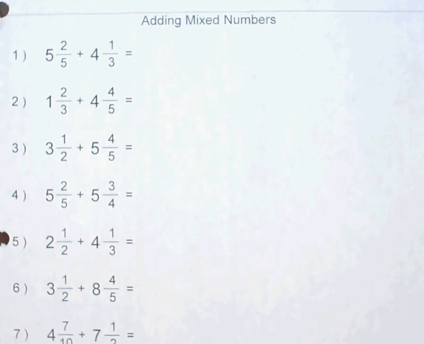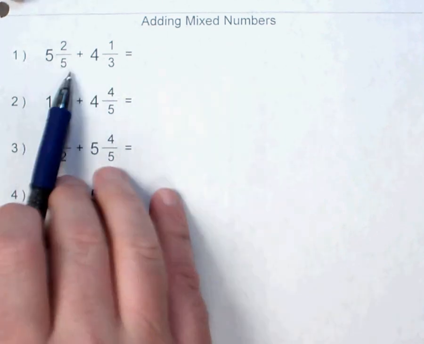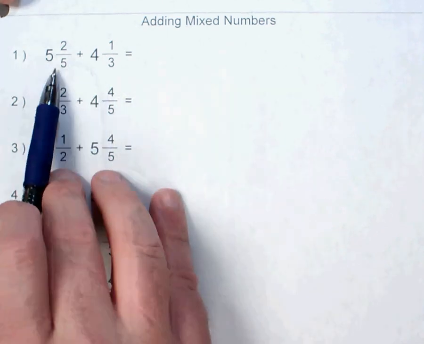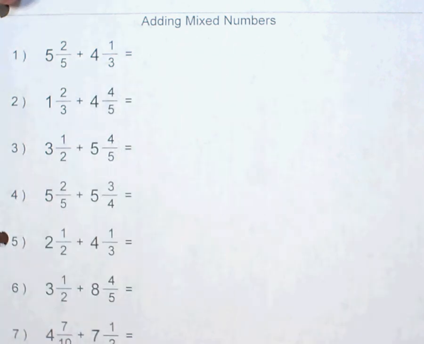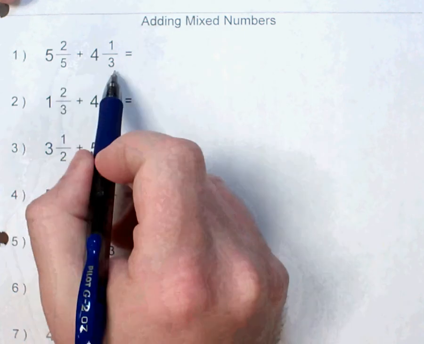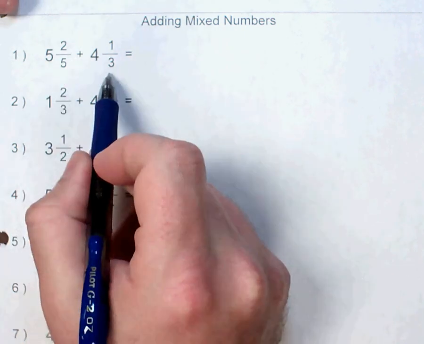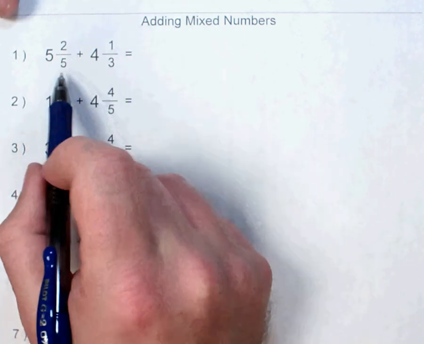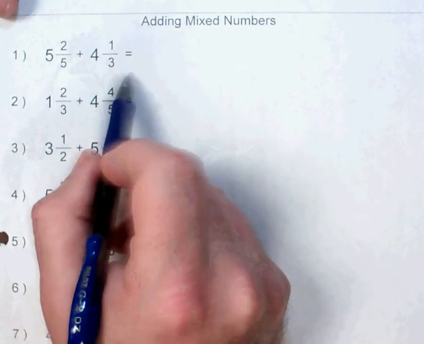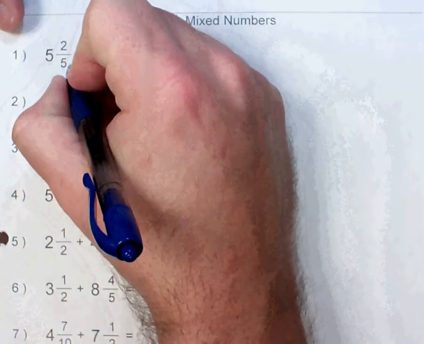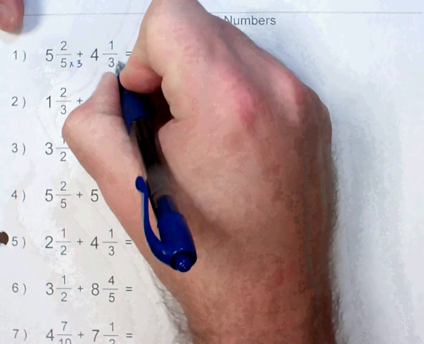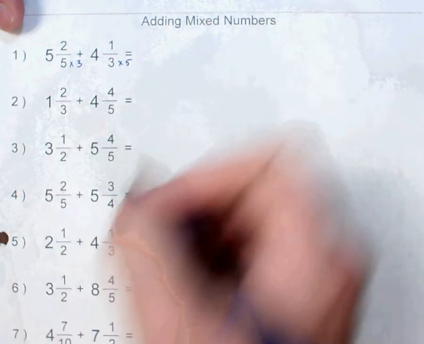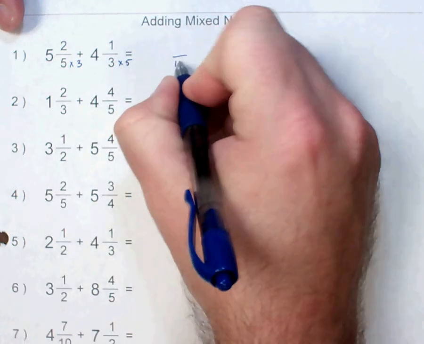Alright, so on our adding mixed numbers, first thing we have to do is find a common denominator for our fractions. So the quickest way to do that is just to multiply the two denominators. Now that will work fine every single time, but sometimes you can find a little easier way. This one though, it's just as well to multiply both by one another, and so we end up with 15 as our common denominator.